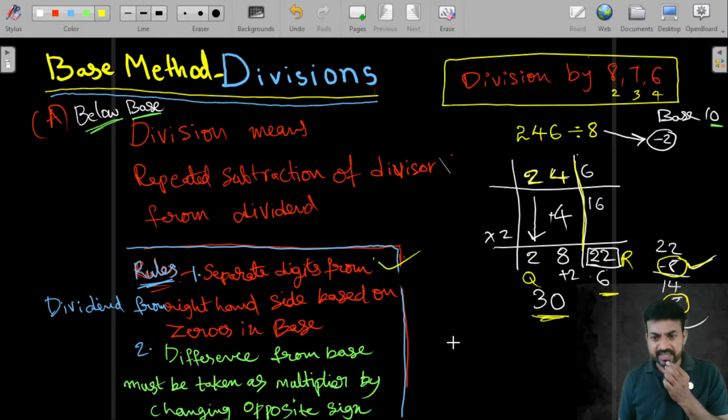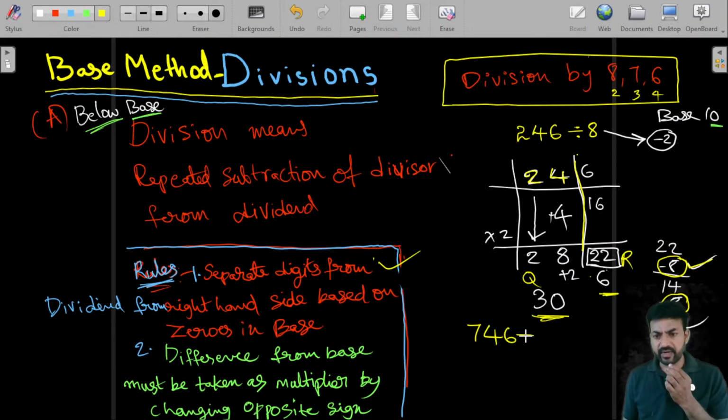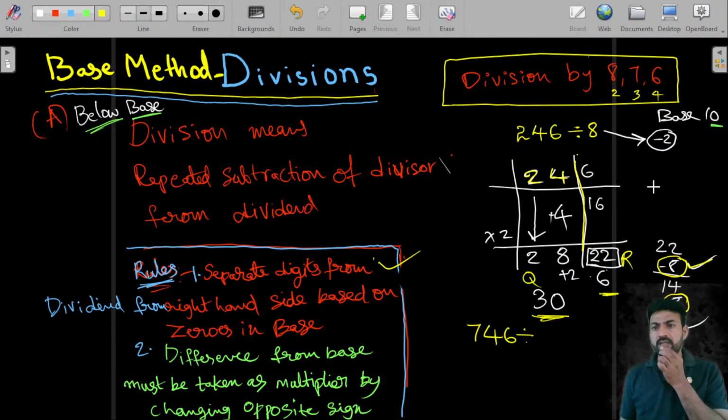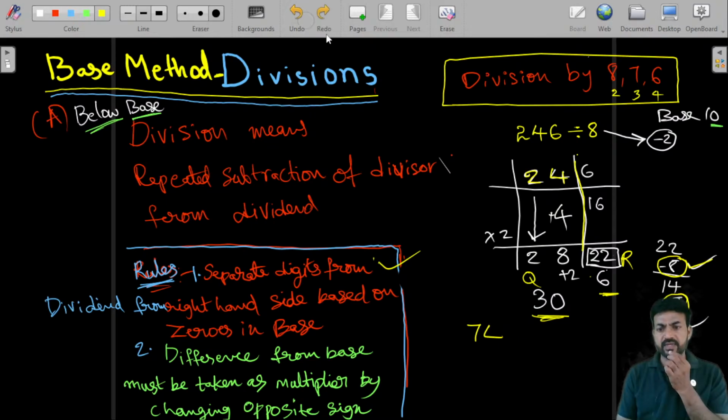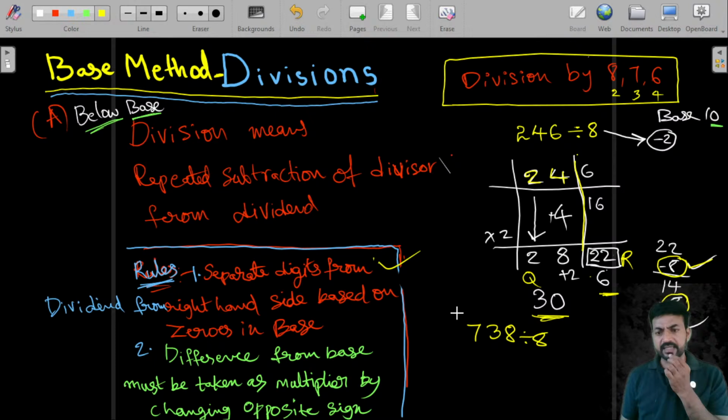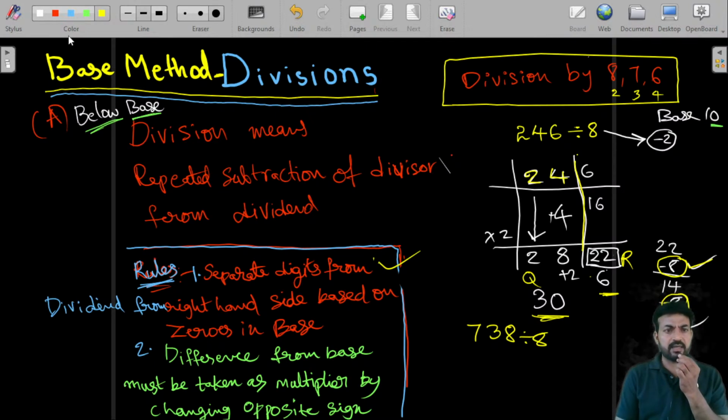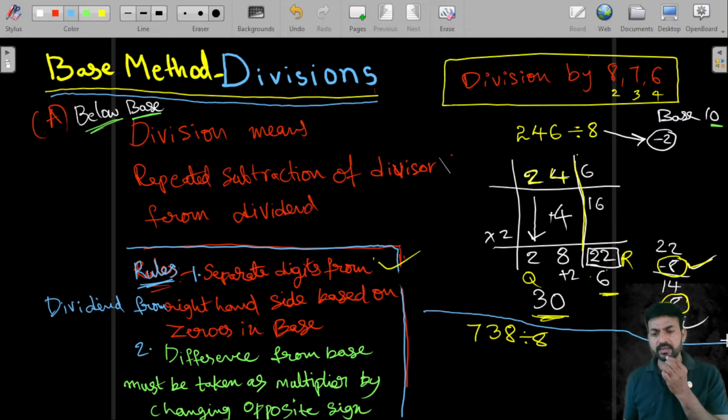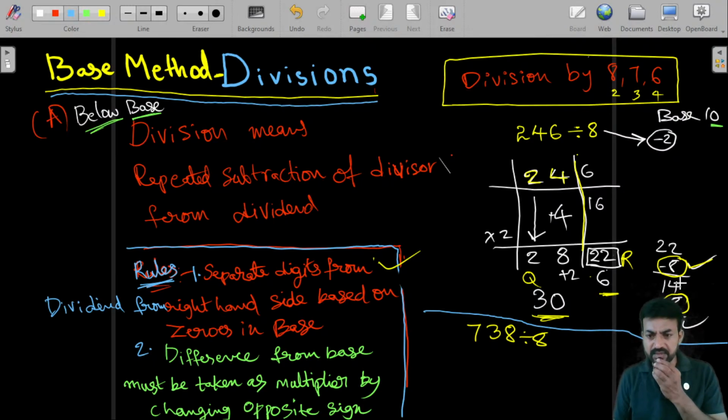So try to divide this again. For example, 738 divided by 8. Do this in the same method, you will get some clarity. Or else you can check this division using any method. We have learned many methods. Do this, children.